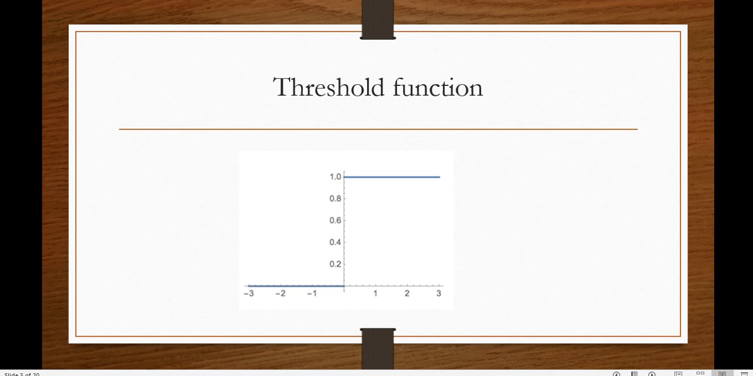So this is the threshold function. It is the simple one. If you just see the diagram, you will understand that, say, this is my x-axis, this is my y-axis, and the possible values of y, there are only two values. One is the value 1, another is 0.